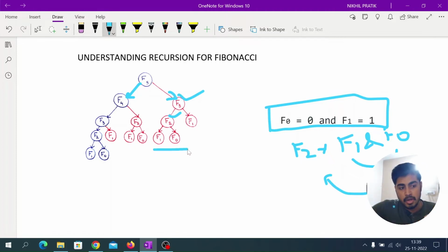So this is the point where we expect the base condition to be executed, and here we have the values for f1 and f0. Once we have them, we add them and return the result to f2. Similarly, f1 and f2 will have their own values and return to f3. And similarly, f4 and f3 will have their values and return the value to f5, right? This is how the recursion works for Fibonacci, and this is how we divide it into smaller subproblems.